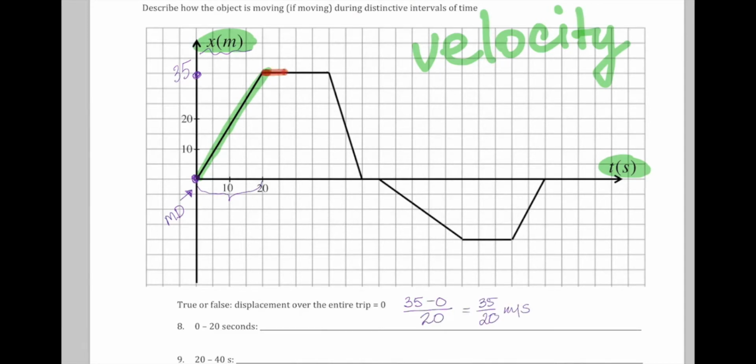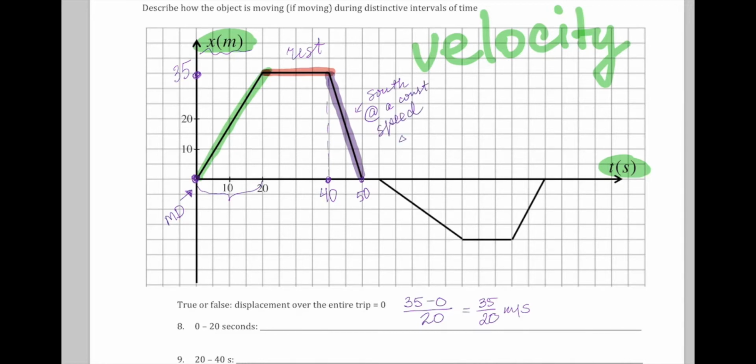Now what is happening here? My position does not change at all, so this would be rest. Now what happens between 40 and 50 seconds? Your slope is negative, so you're moving south. So you're moving south at a constant speed. And I can calculate that speed.